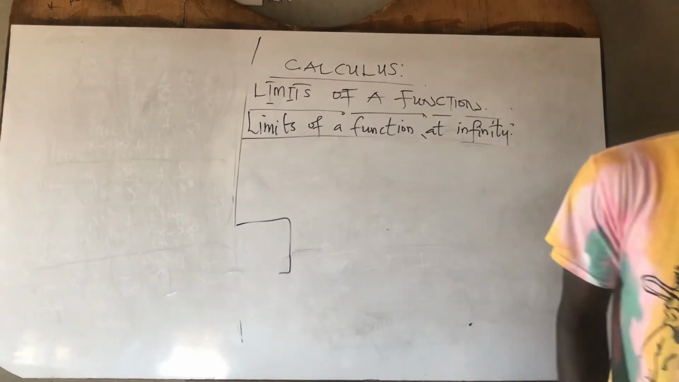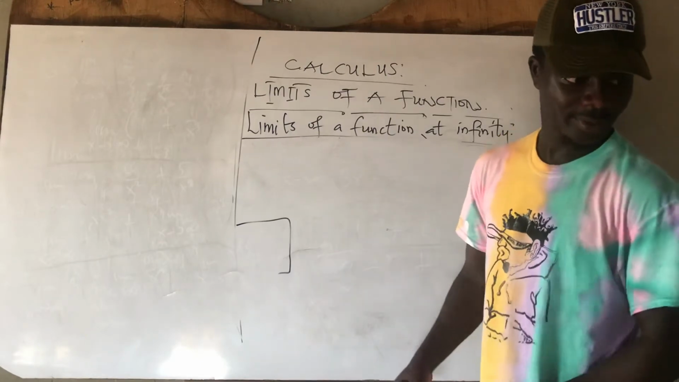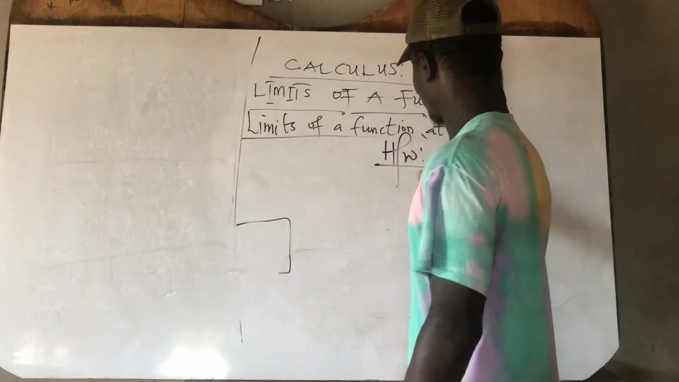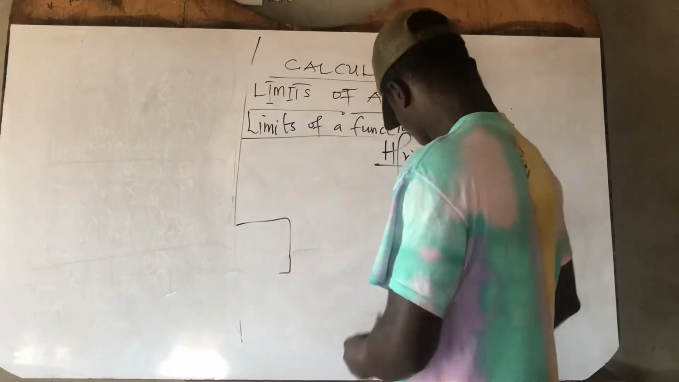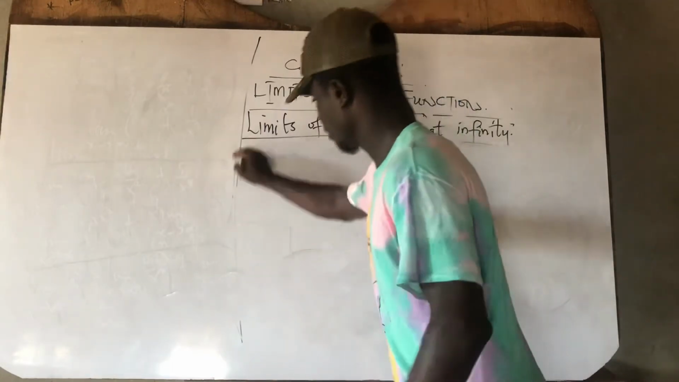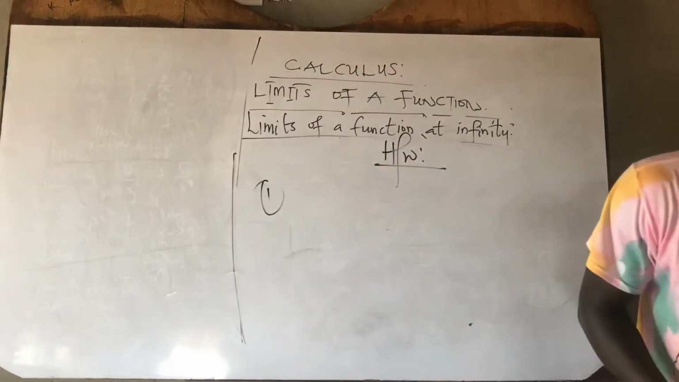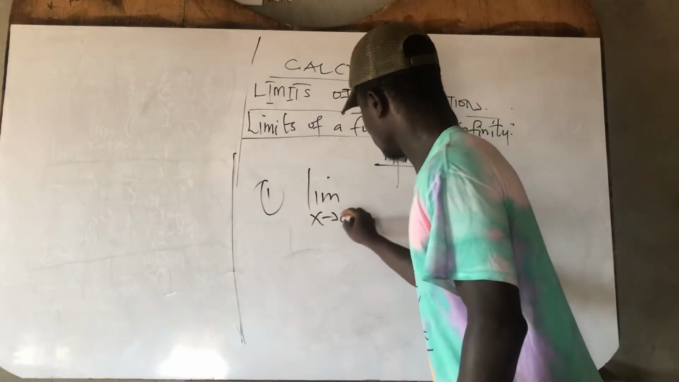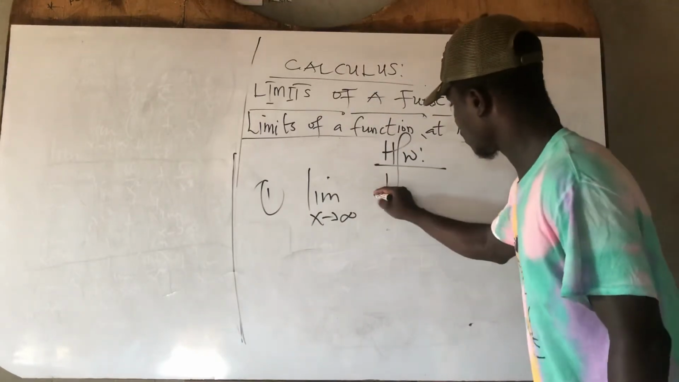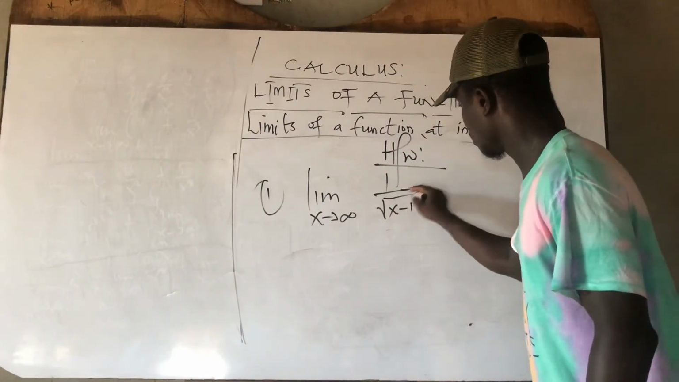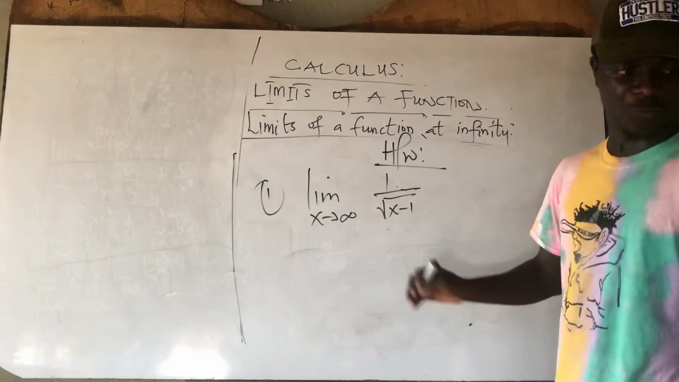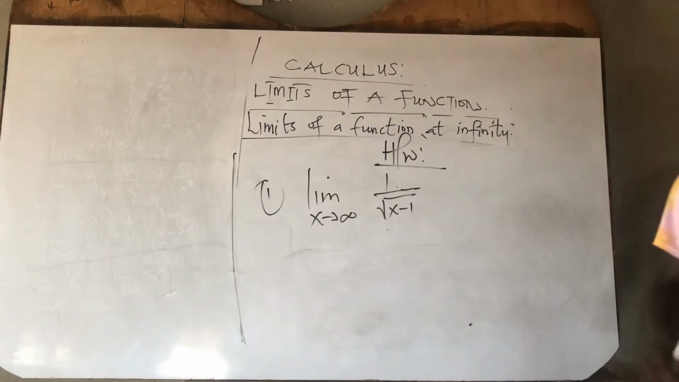So let's see this exercise. So that's homework, right? Your assignment, try them. Number 1, we have the limit as x approaches infinity of 1 over square root of x minus 1. So how will you tackle this? So the question says, for each of the following, find the limits if it exists. So if it exists, you find the limits of that.